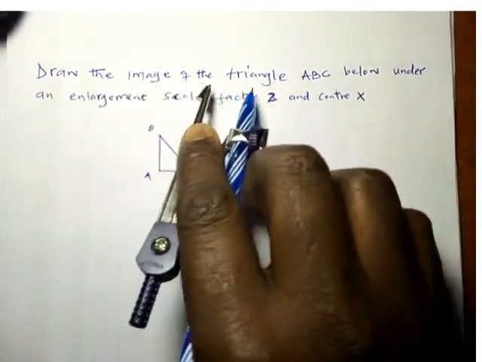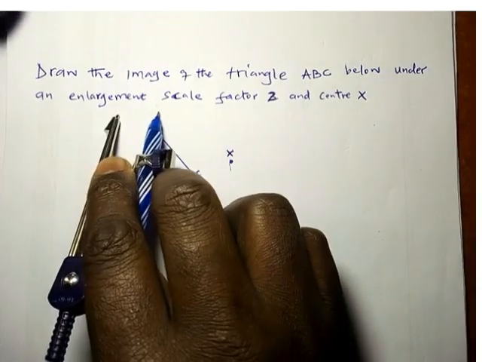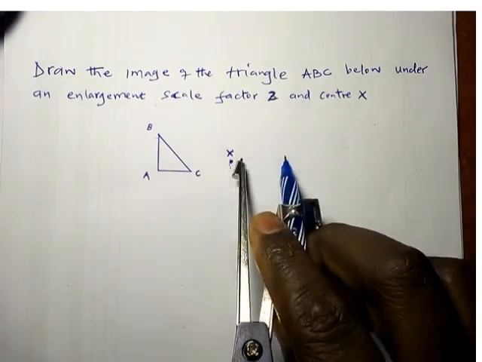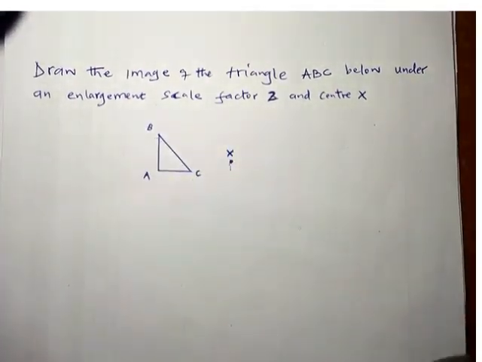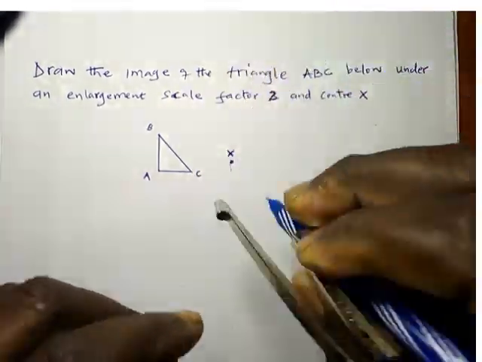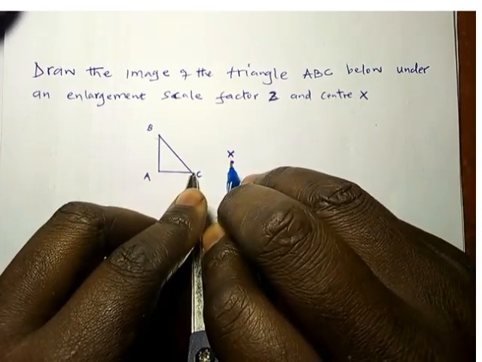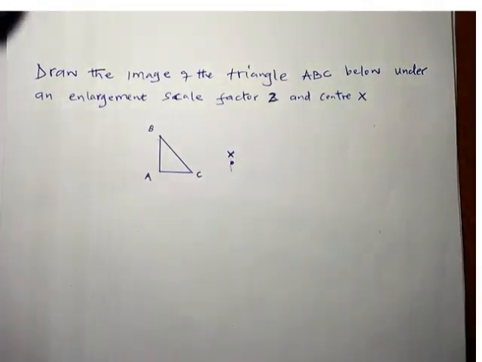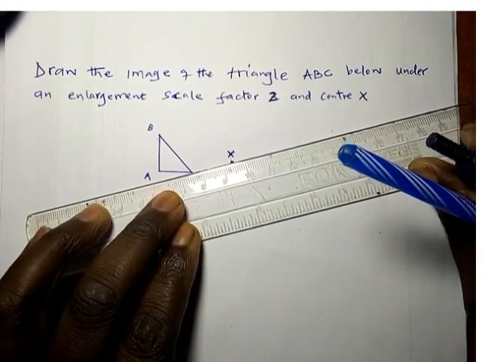Draw the image of the triangle ABC below under an enlargement scale factor 2 and the center X. So this is the center. We want now to draw the image of this triangle. So the first thing you do, you measure the distance from C to the center. You measure the distance here, like this. That is the distance. And then now, first you can just draw a dotted line from C to the center.